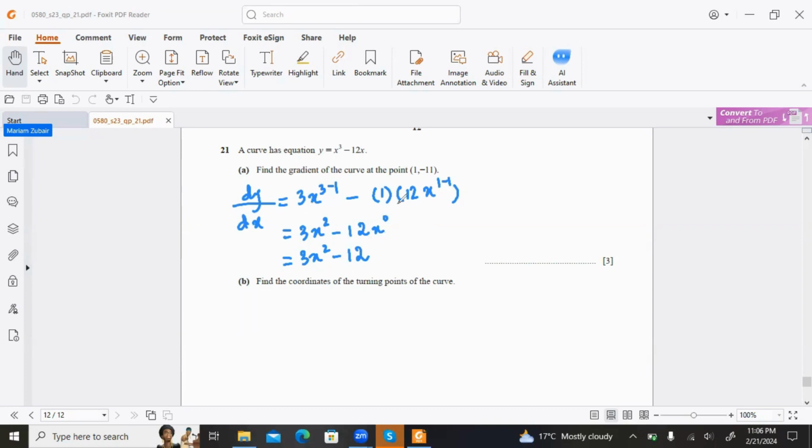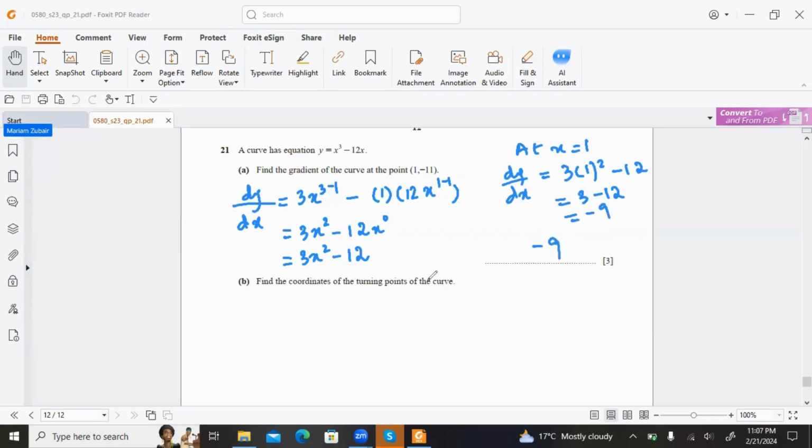But for your understanding, I'm showing you how it becomes 0 and how this one is coming down and all of that. So 3x squared minus 12 is your gradient, the equation of the gradient. Now to find the value of the gradient, we're going to substitute x equals 1 in this. So at x equals 1, dy by dx would be 3 times 1 squared minus 12. It's going to be 3 minus 12, which is negative 9. Negative 9 is your final answer.